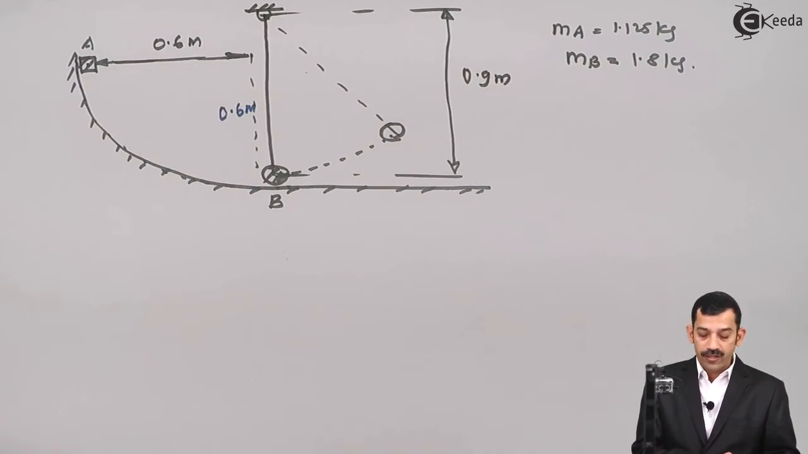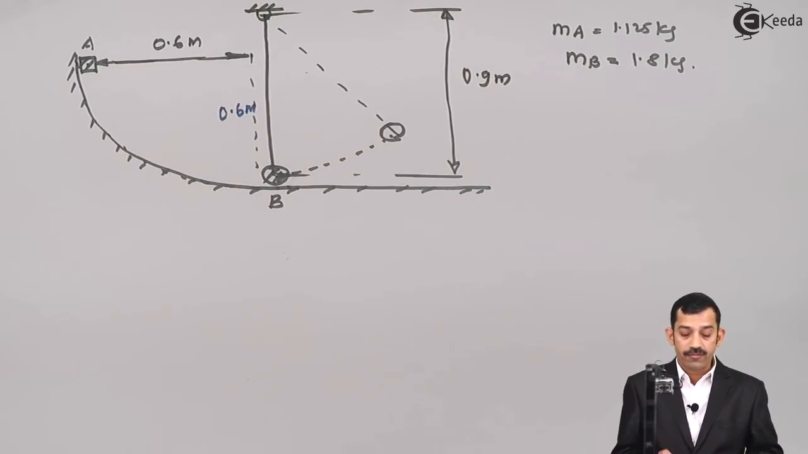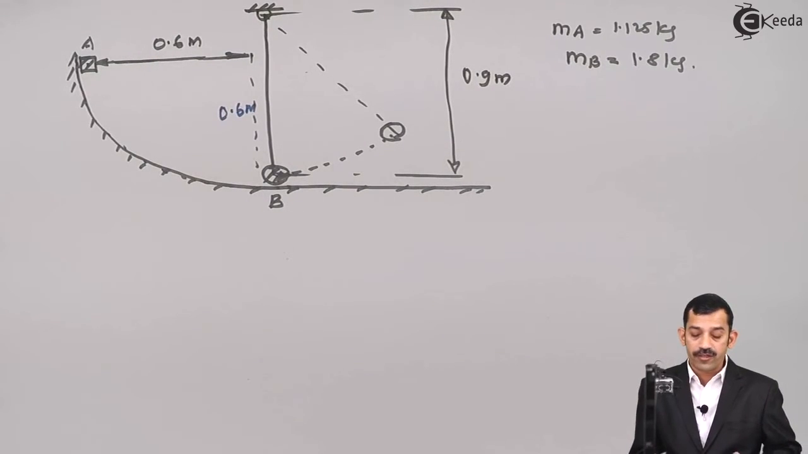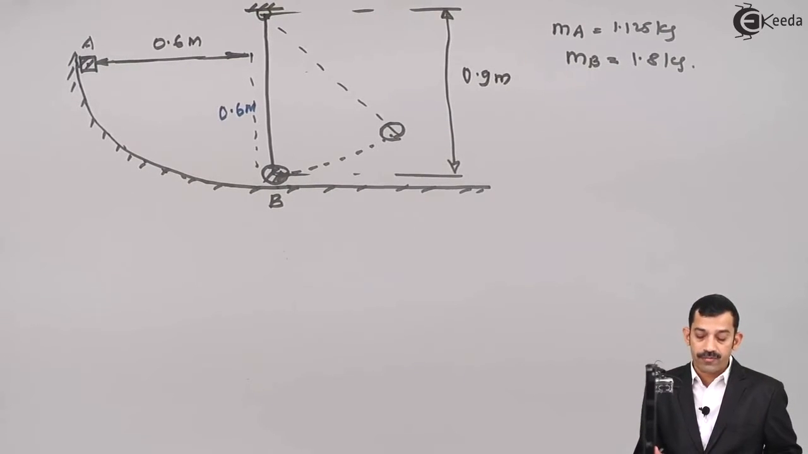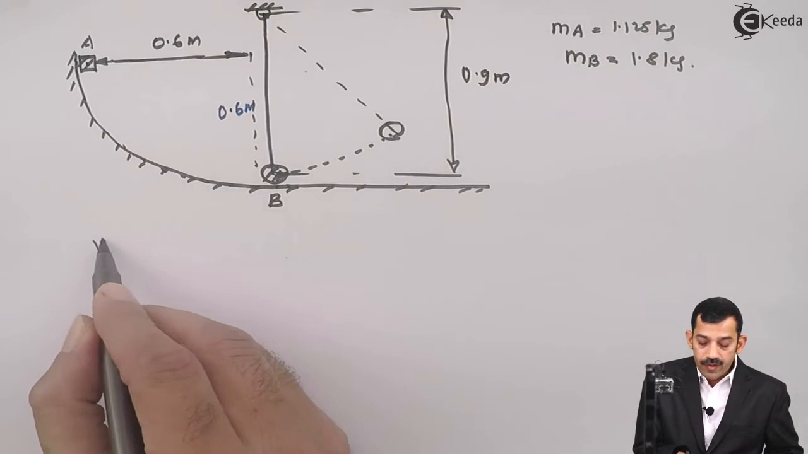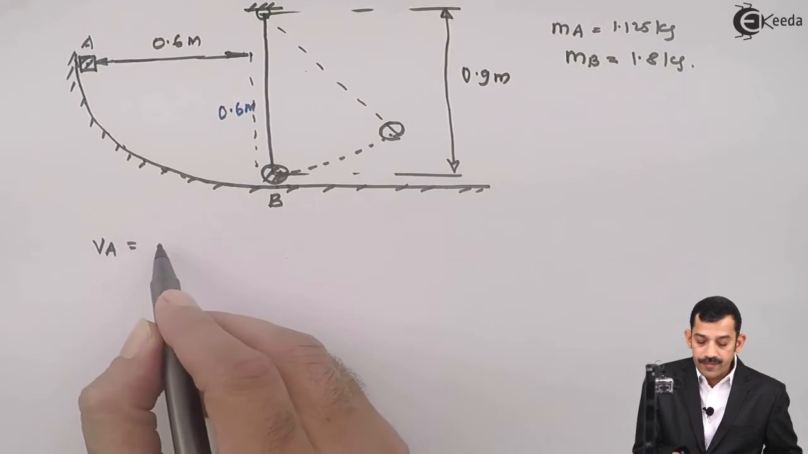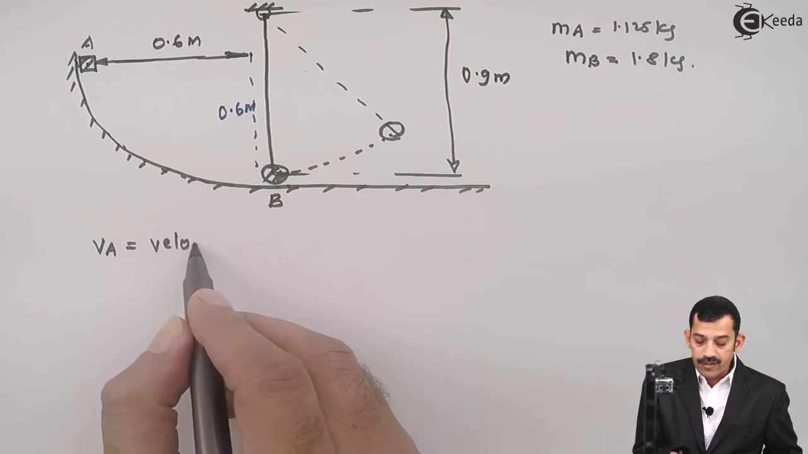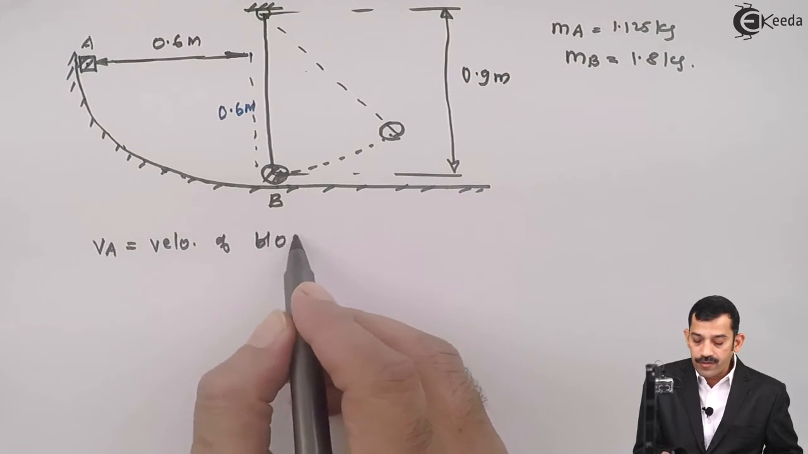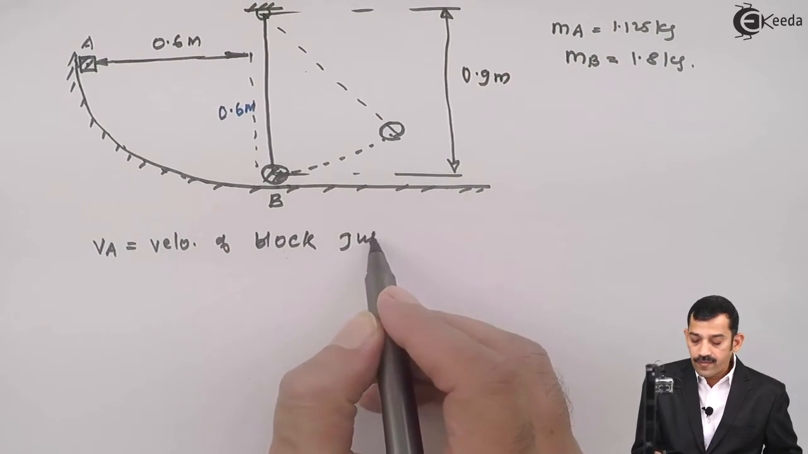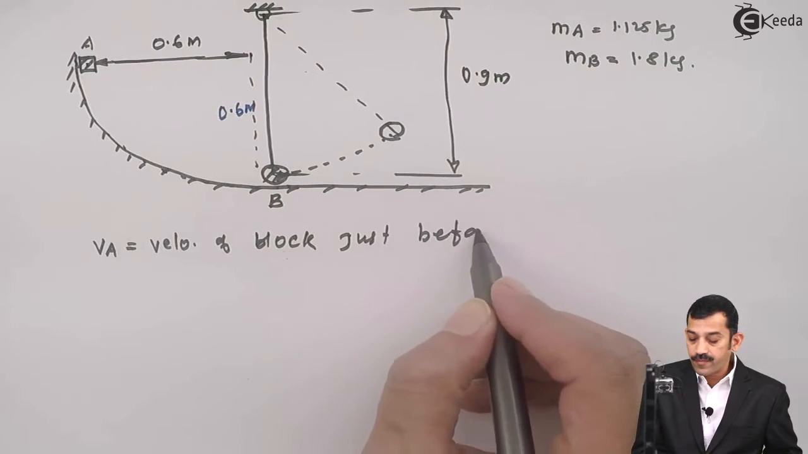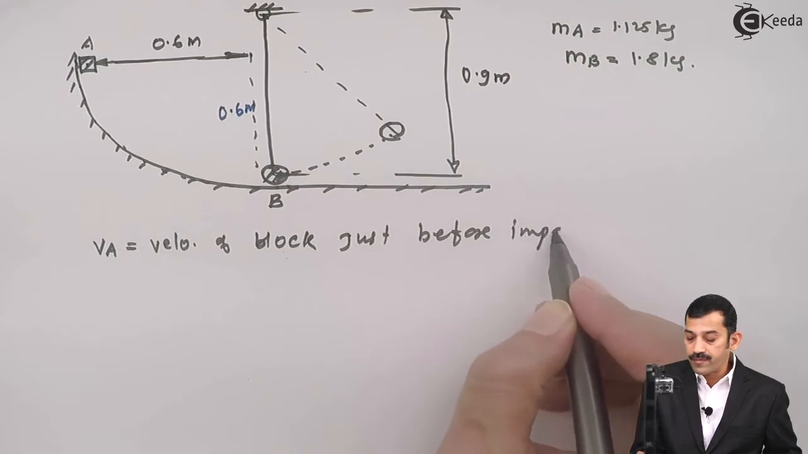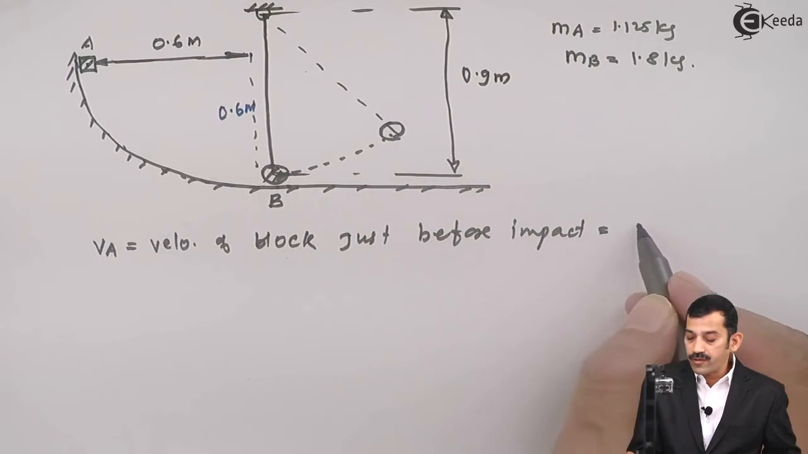And this velocity we get using the law of conservation of energy. As per that law, the velocity of this block just before impact is root of 2gh. That means VA, if I write, is the velocity of block just before impact, which is root of 2gh.